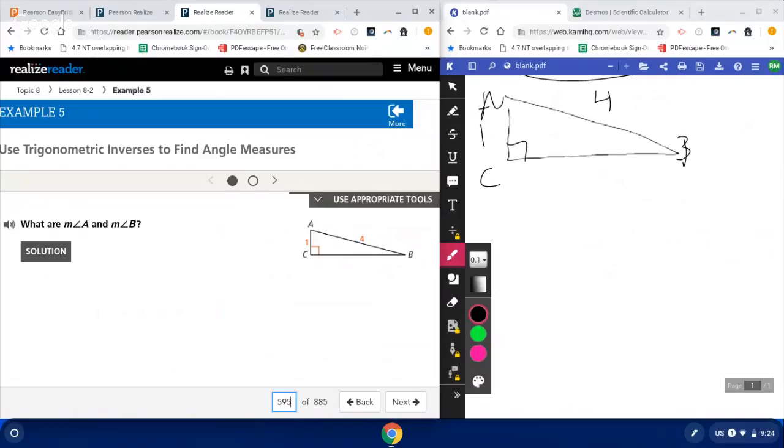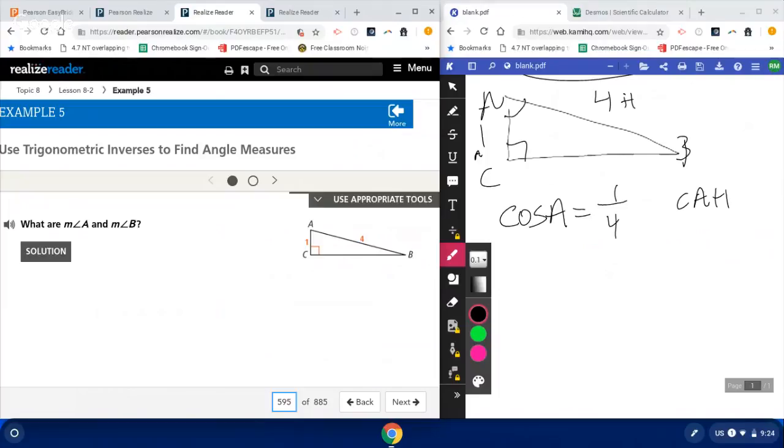And I have to just pick, what is the measure of angle A? So I'm going to go here and say measure of that, and I have these two sides. In relation to A, this is the hypotenuse, and it's going to be the hypotenuse for either one, and this is the adjacent. Okay, so which trig function has a hypotenuse and adjacent? That's cosine. So cosine of A equals 1 over 4, because cosine is adjacent over hypotenuse.